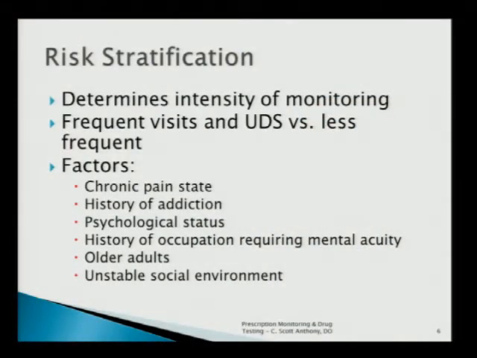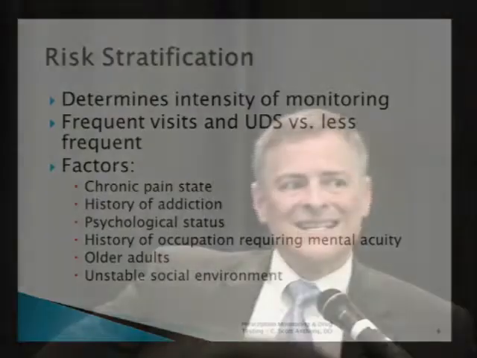Going into chronic opioid therapy, we need to stratify our risk, and we need to say low risk, high risk, or ideal patient versus non-ideal patient. Some of the factors, and we're going to go over this again because it bears repeating: chronic pain state, what do they have? How long have they had it? How functional are they? How are they adapting to this disease state that they have? Because chronic pain is truly a disease state.